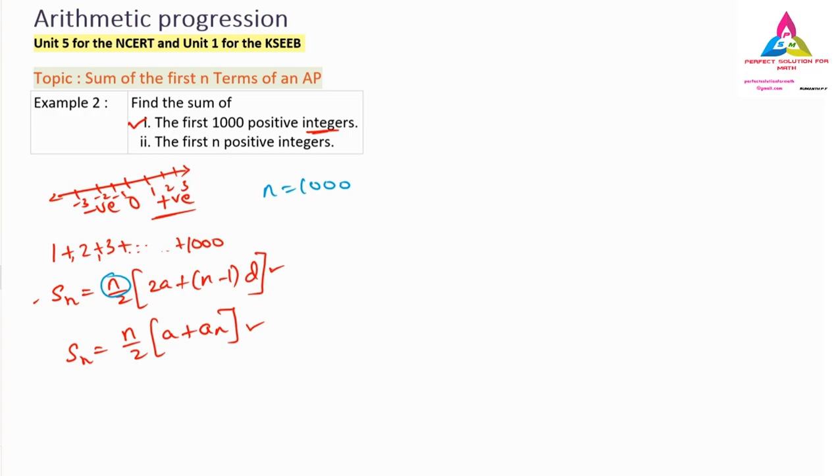Then we need the a value. What is the a value? The a value is the first term. What is the first term? Starting from 1, so the a value is 1. Similarly here we want the n value, which we already know, and we want the d value. The d value is nothing but what? a2 minus a1. a2 is over here 2, the second term is 2, and the first term is 1.